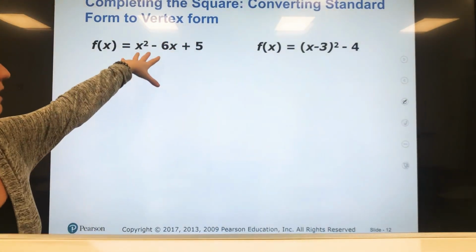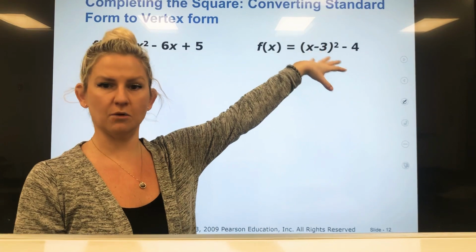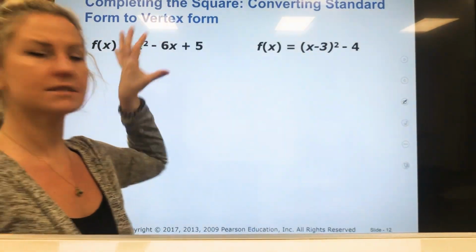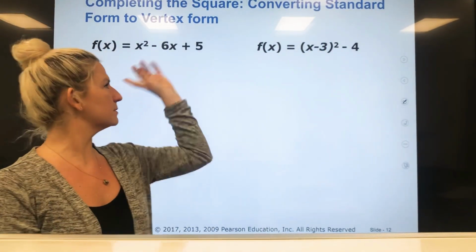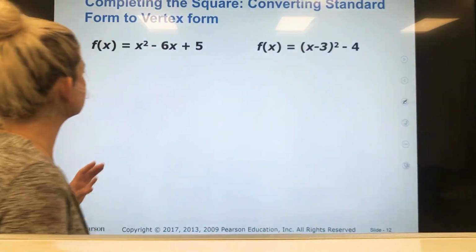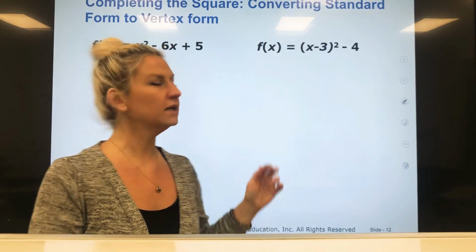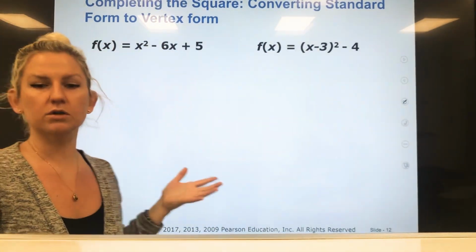Here is an equation in standard form. Here is an equation in vertex form. These are the exact same function. If I put them both in my graphing calculator, it is the exact same graph. So what I'm going to do is turn this into this. We're going to do something called completing the square.